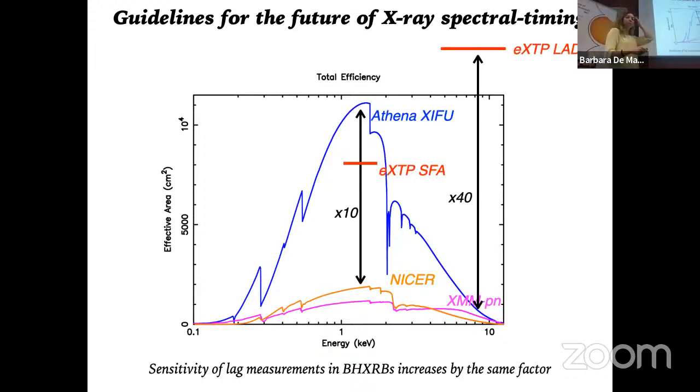And another instrument, another facility that is foreseen for the future, is eXTP, of course. And eXTP will also give a lot of improvement in this sense, especially if we consider the iron K band, where reflection is better seen because we have this isolated iron K line. The improvement here is by a factor of 40, with a good improvement also in the soft band. So I'll stop here and thank you for your attention.